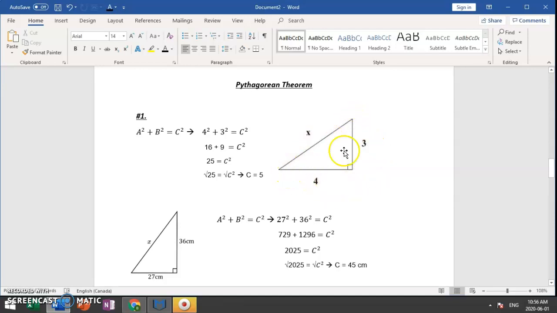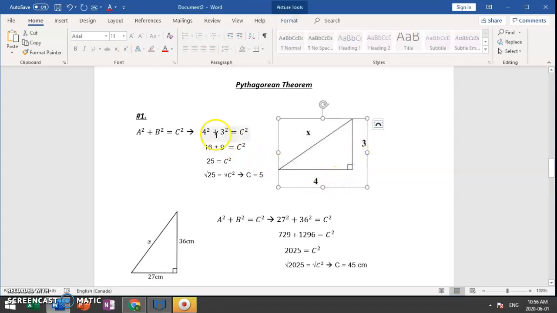All right? Then we plug in the numbers. So let's say this is A and this is B. 4 squared plus 3 squared equals C squared. 4 times 4 is 16. 3 times 3 is 9. 16 plus 9 equals C squared. 25 equals C squared. And then following our algebra rules, we have to get C by itself.